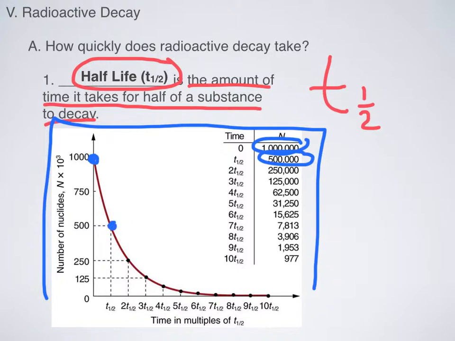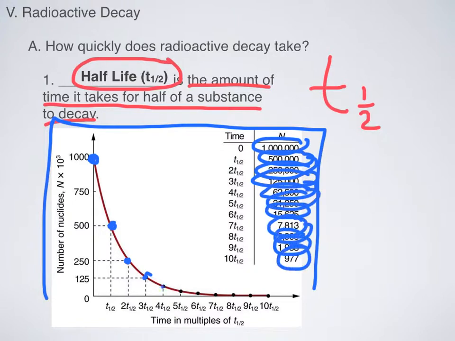After a second half-life, I have a quarter, and so that would be 250,000. After 3, I have an eighth, that'd be 125,000. And the pattern repeats over and over again. And so that's how we get this sort of pattern on our graph. Now, what is that pattern? It is an exponentially decreasing function. And that's very important because we always get the same shape whenever we're dealing with half-life questions.